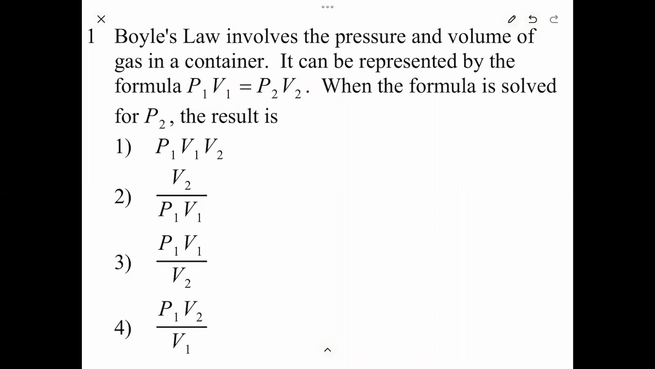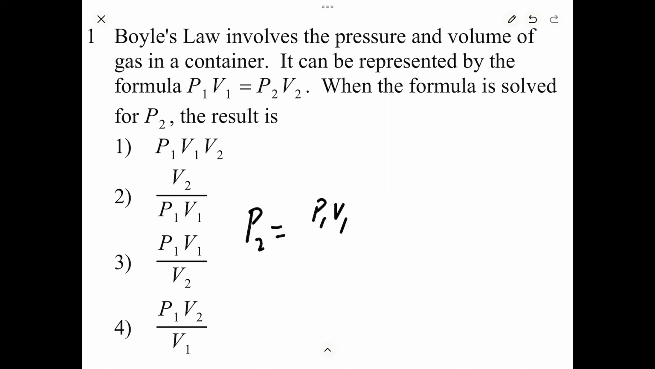So in this first example, we have the formula P1 times V1 equals P2 times V2, and they want us to get P2 by itself. That's the first thing we know. So it's going to be P2 equals, and we know that we're going to have P1 and V1 on the other side because we want to get everything on the other side. All right. Now, the question is, what do we do from here?